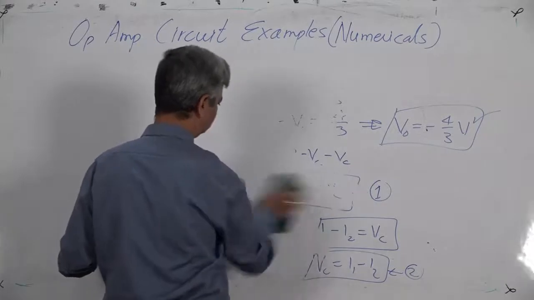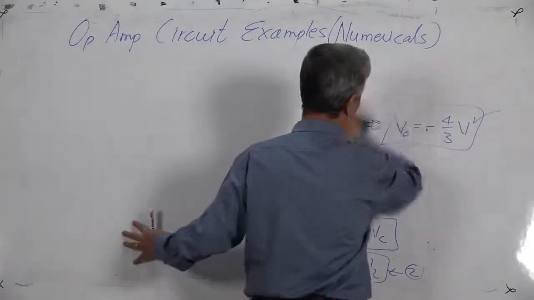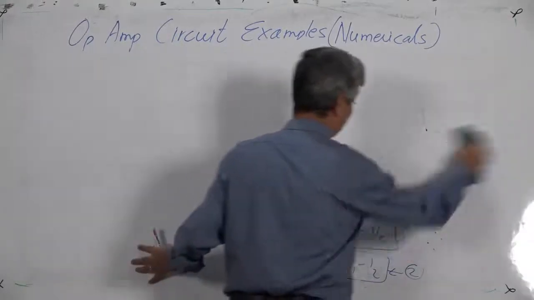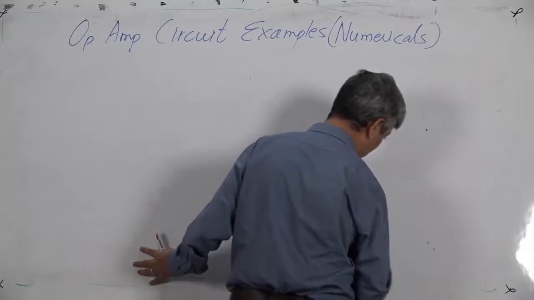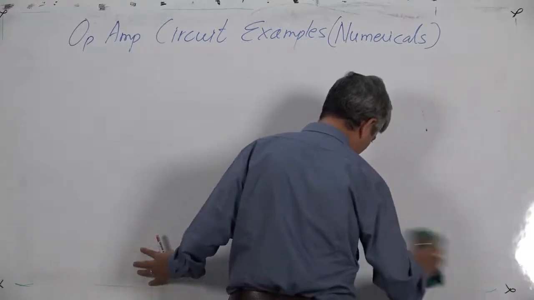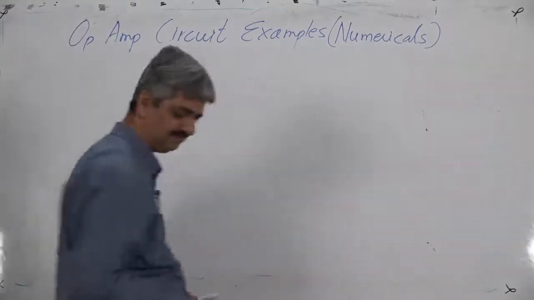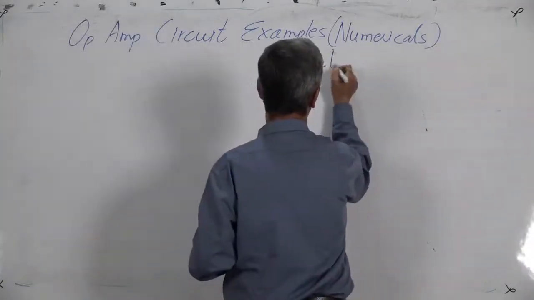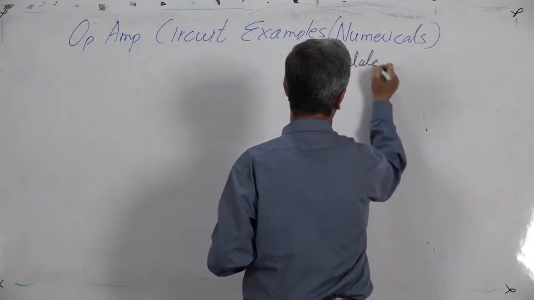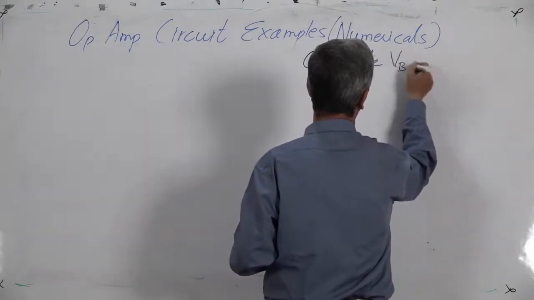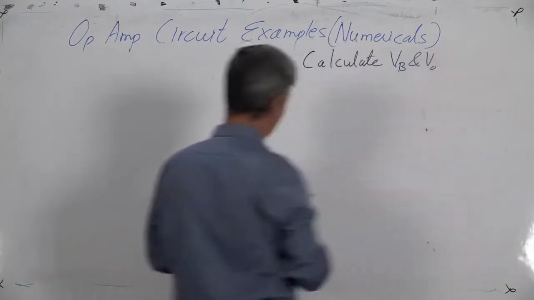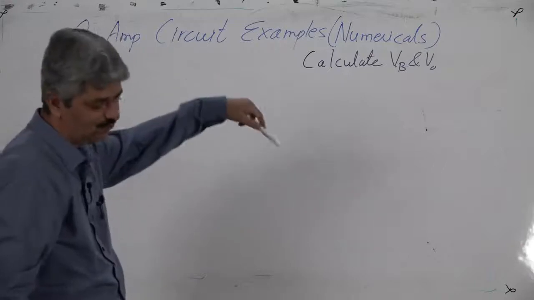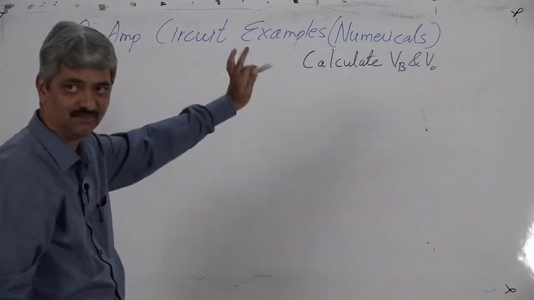Now we will take some examples with saturation, because in all these examples the output is coming in between plus minus 15. So, what is the question? Calculate VB and VO. Initially you calculate VB just by transferring VA there, then calculate VO. Since the output is between plus minus 15, everything is right, our purpose is served.